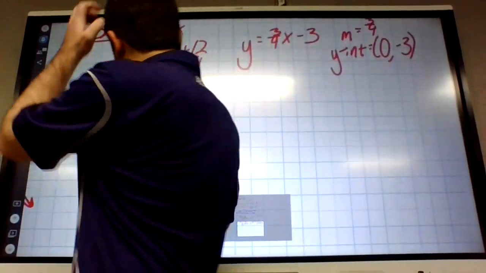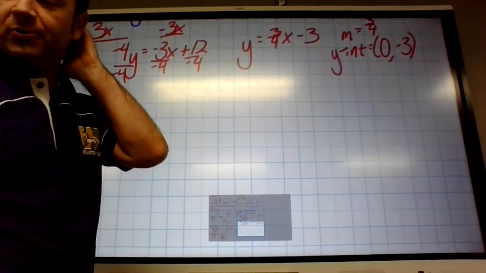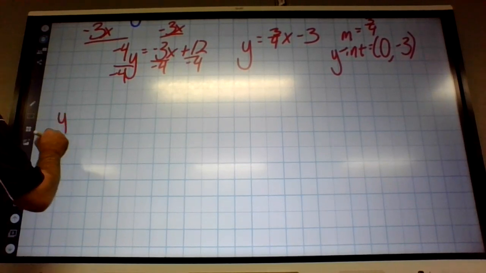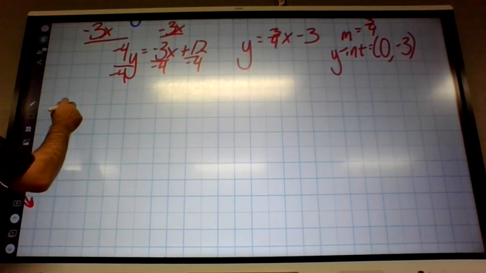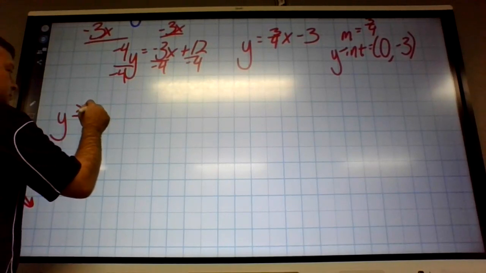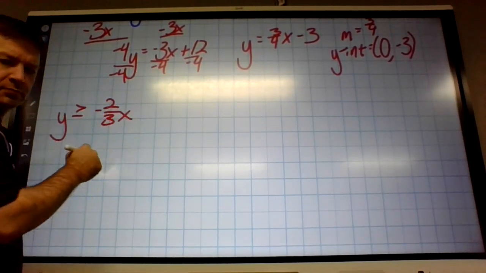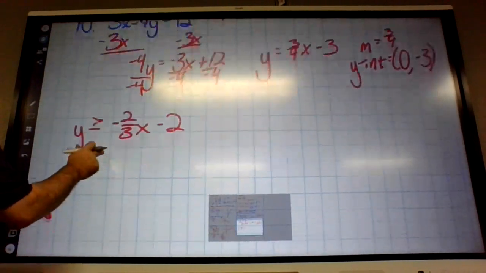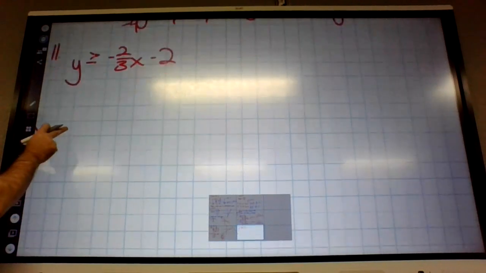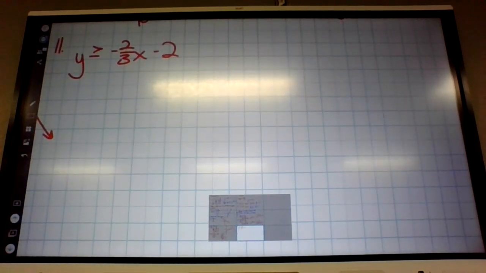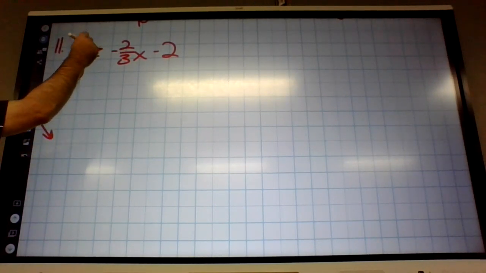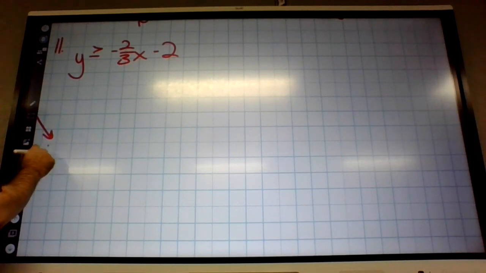More graphs, then we'll be done with these. I'm actually kind of worried about this page. Start with this one. Okay, what is different about number 11's graph than the rest of them? Okay, inequality. So this is kind of the inequality section. It's got a greater than or equal to instead of just an equal symbol.